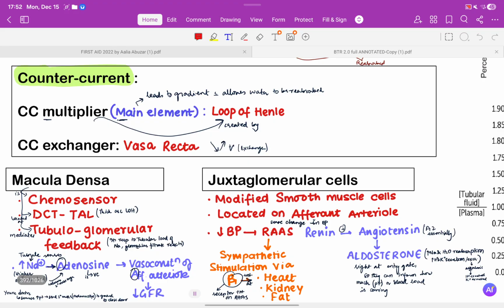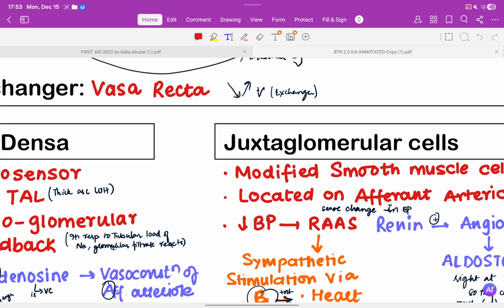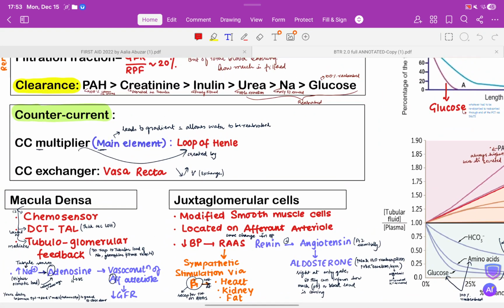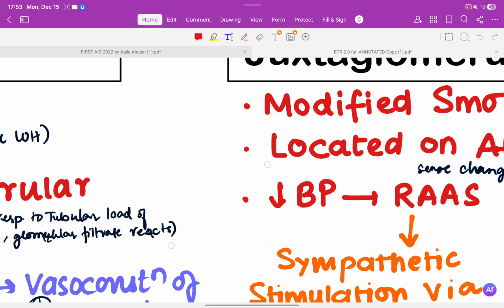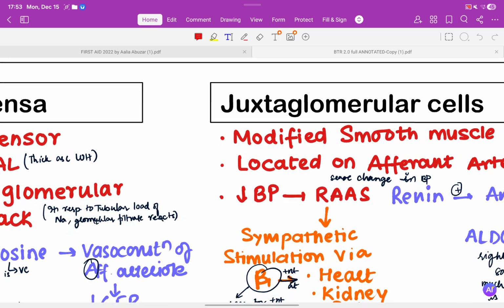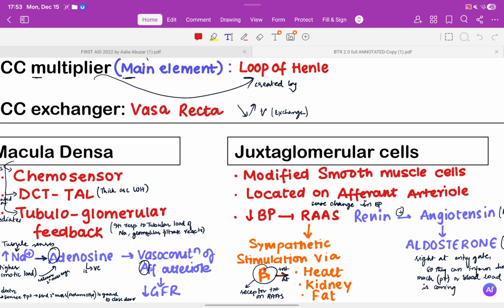Then what is its function? It mediates the tubuloglomerular feedback. It responds to the tubular load of sodium. When the sodium load is high or low, the glomerular filtration reacts on that basis. So that's the tubuloglomerular feedback.